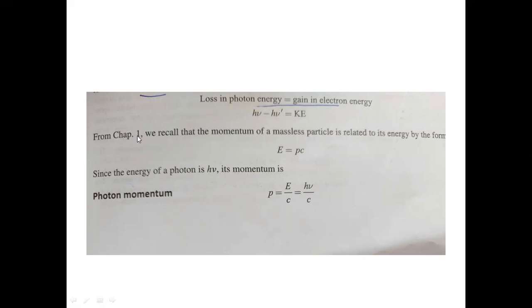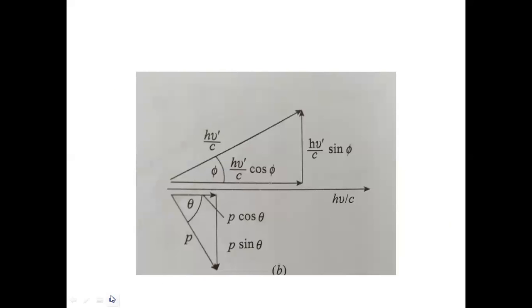From the previous chapter, we recall that the momentum of a massless particle is related to its energy by the form E is equal to Pc. Here we saw the energy of the photon is h nu, and hence its momentum will be P equals E by c, which is P equals h nu by c. Unlike energy, momentum is a vector quantity that incorporates direction as well as magnitude. And in a collision, momentum must be conserved in each of the two usually perpendicular directions.